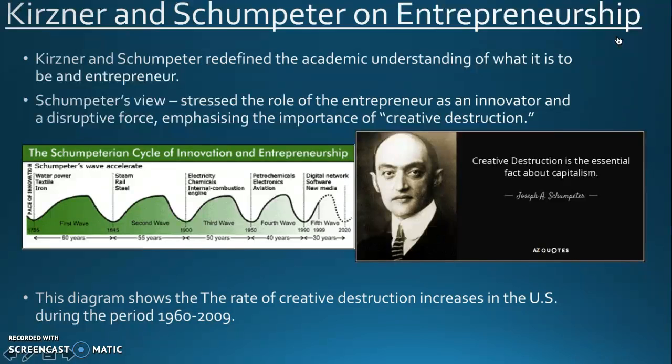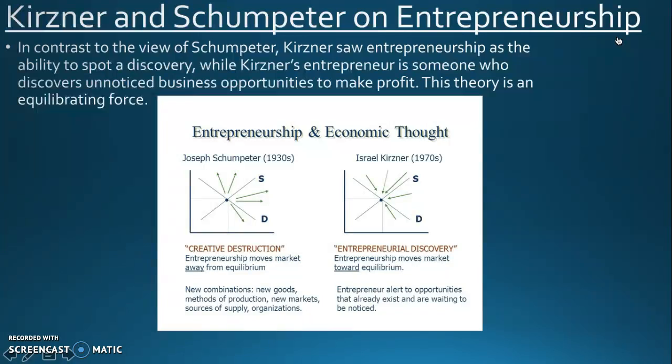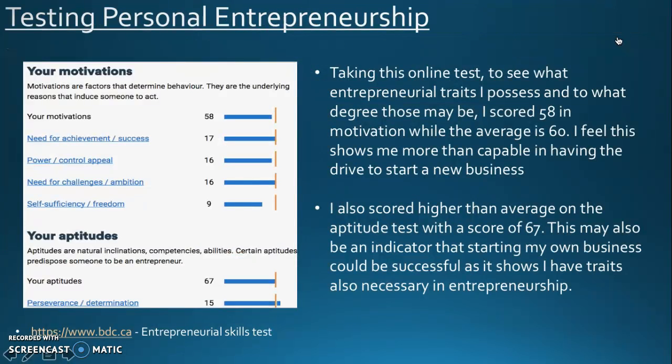I then went on to test my own personal entrepreneurship, to see what skills I had and what skills I would be able to put into the app going forward. Taking this online test to see what entrepreneurial traits I possess and to what degree, I scored 58 in motivation while the average is 60. I feel this shows me more than capable in having the drive to start a new business.